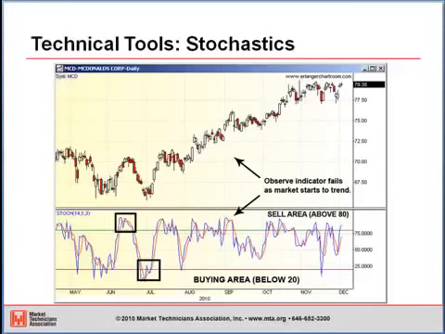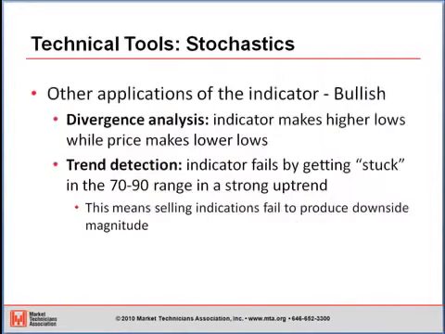Notice again, back in the period of mid-November, between November and December, you had another opportunity to buy McDonald's when the percent K went right straight down below 20 and then back above 20 again. Applications of the indicator that are bullish.